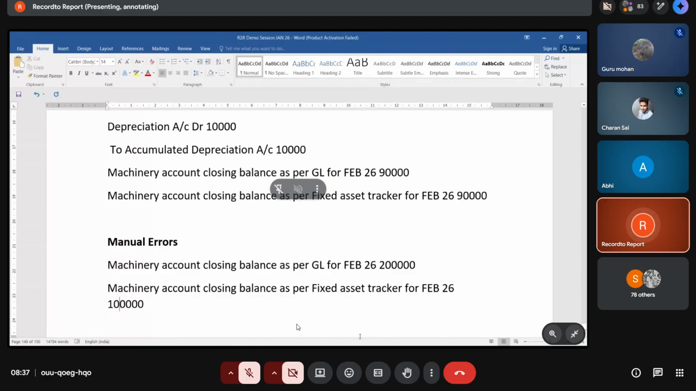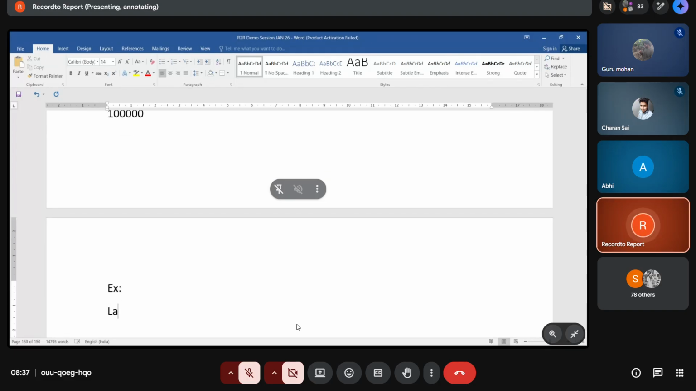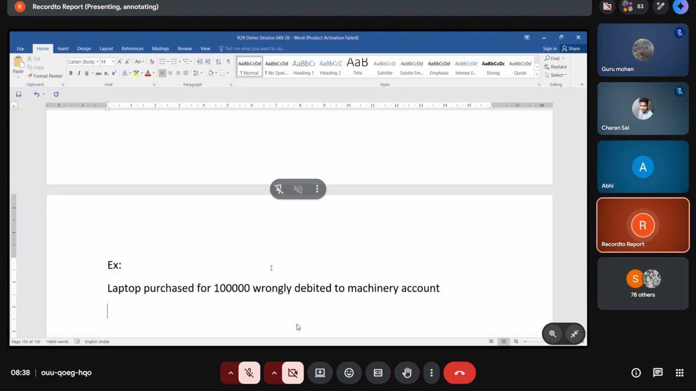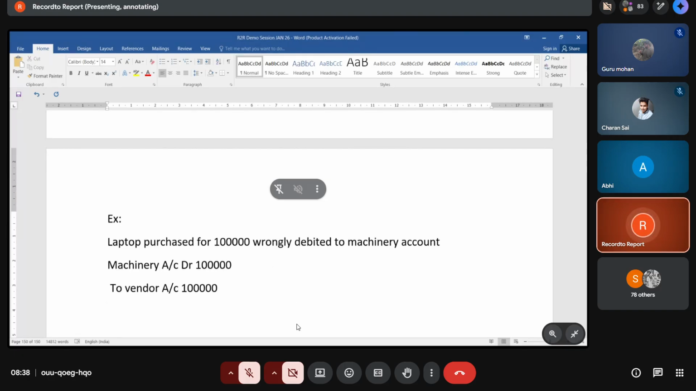Okay, so what is the reason? Manual entry. For example, a laptop purchased for 1 lakh was wrongly debited to the missionary account. If you debit the missionary account and credit 1 lakh rupees to the vendor account, the asset balance will not increase.